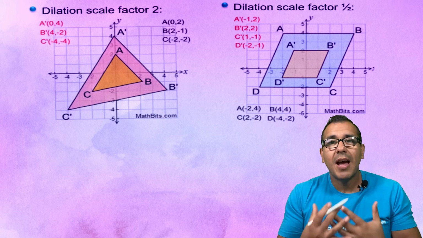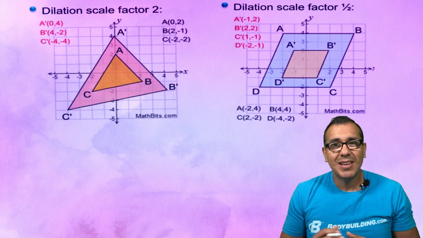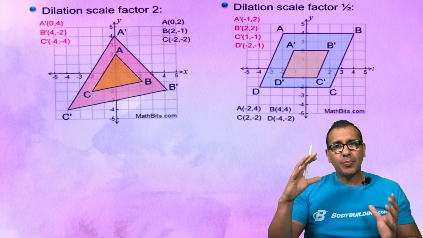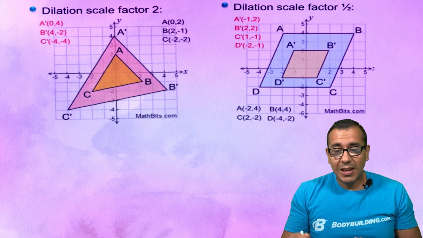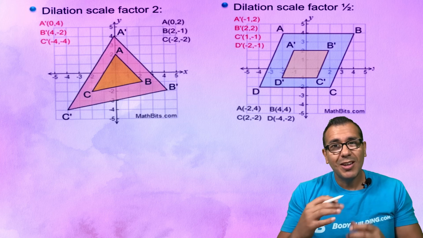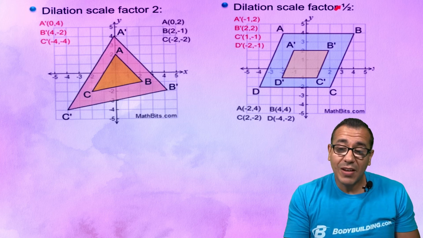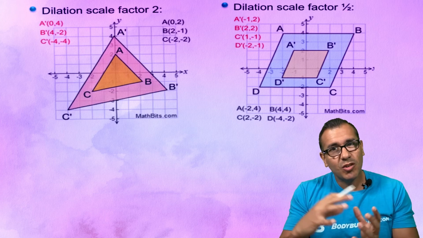So that's what we're talking about when we're talking about dilations. It's just making objects larger or smaller. So remember, if your scale factor is greater than 1, you're making it larger. If your scale factor is less than 1, you're just shrinking things.